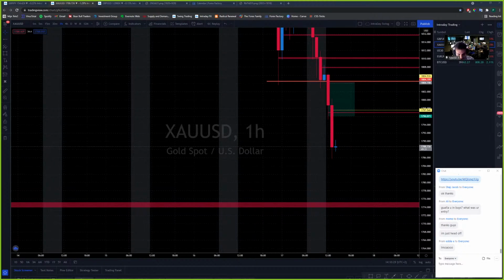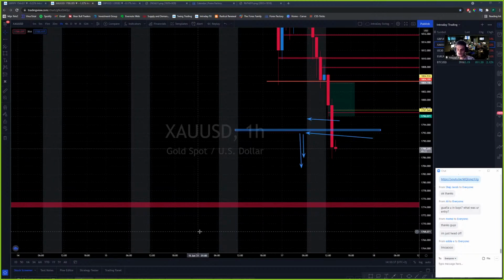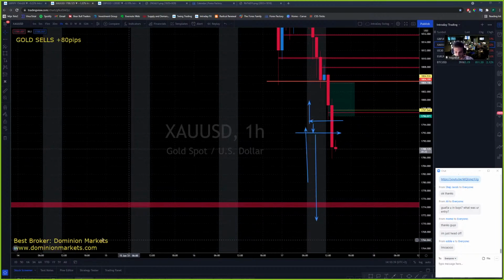What do you like about IC Markets? I think their spreads are really good, and their commission is $7 per standard lot, just like any other broker. Another really good broker is Dominion Markets on the bottom hand side of this screen.